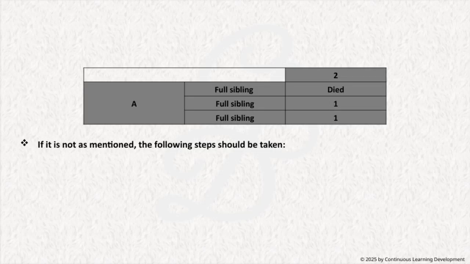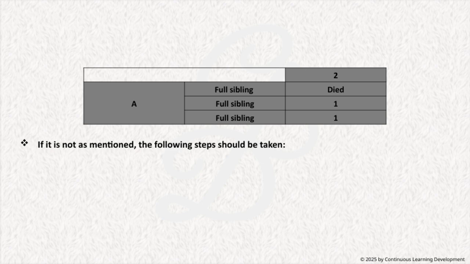Let's take a closer look at this slide. As you can see, it's marked copyright 2025 by Continuous Learning Development, which indicates the ownership and the year of the content. Moving on to the table, the key point here is about full siblings. The table shows that if someone has a full sibling who has died, it's important to note that relationship clearly. The number 1 in the table signifies that there is one full sibling who has passed away.